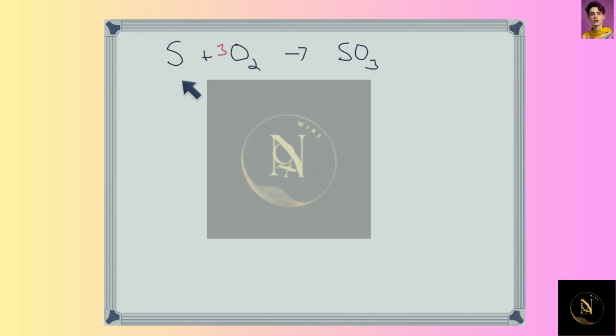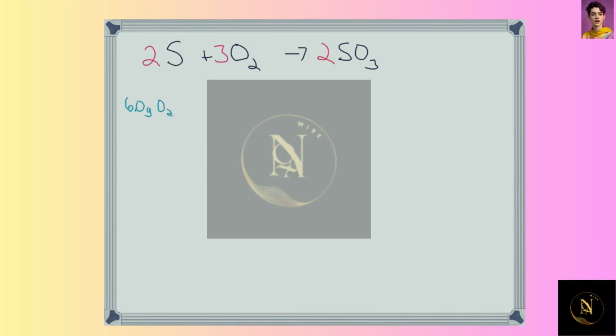The equation is sulfur reacting with O2 producing SO3. We have 1 sulfur and 1 sulfur. To balance it, we need to put 3 halves in front of oxygen. 3 halves times 2 gives us 3, and we have 3 oxygens over here. However, it's typically not appropriate to leave it with fractions, so if we multiply the whole equation through by 2, we'll get 2 sulfurs plus 3 O2, producing 2 sulfur trioxides.